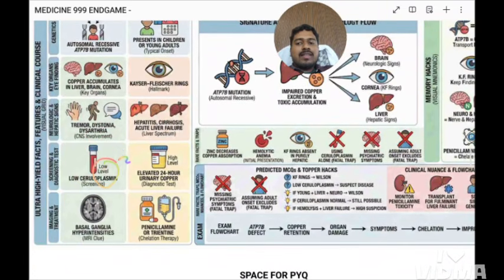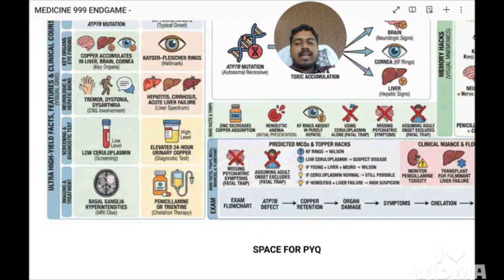Now low ceruloplasmin levels are seen. Normal level is more than 20 mg per dl. What is ceruloplasmin? Ceruloplasmin is a carrier protein for copper. So low ceruloplasmin is seen, less than 20 mg per dl. Elevated 24-hour urinary copper means copper gets excreted in urine, and on imaging you will see hyperintensity in the basal ganglia. So that's why there is a problem with tremors, dystonia, dysarthria. These are the functions of the basal ganglia.